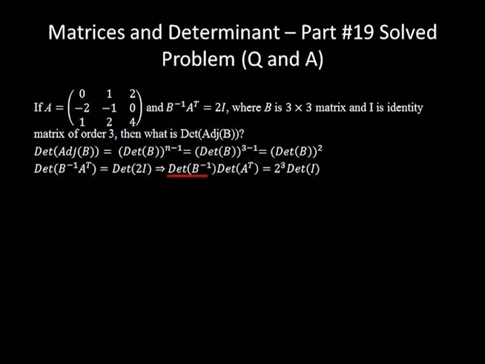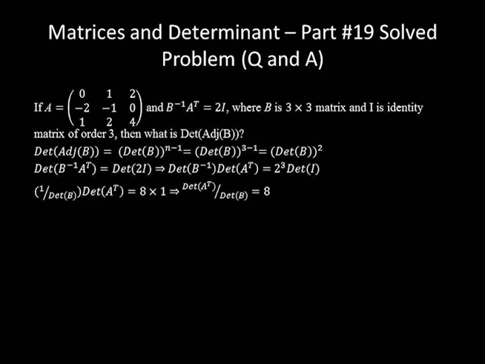Determinant of B inverse can be expressed as 1 over determinant of B, because the determinant of a given matrix is always equal to 1 over the determinant of its inverse, times determinant of A transpose equal to 2 cubed, which means 8 times determinant of identity matrix, which is always 1. This implies determinant of A transpose divided by determinant of B equal to 8 times 1, which is 8.